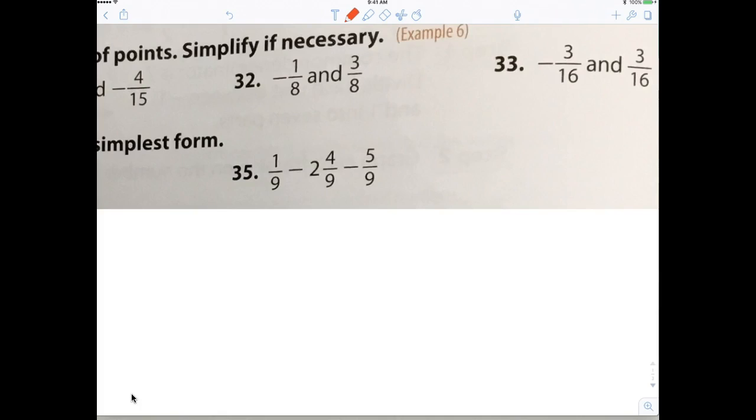Hunter, how much is that? Wait, I don't know, -1/8. I'm asking you from -1/8 to 3/8 is what? What's the distance? Go ahead, tell me.